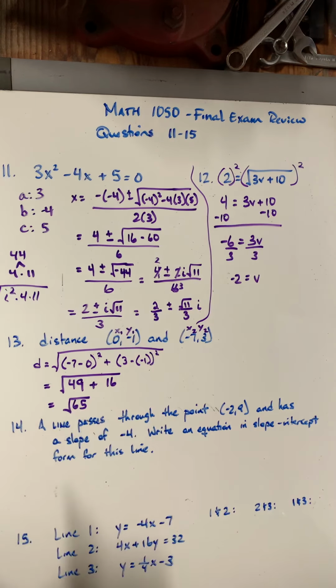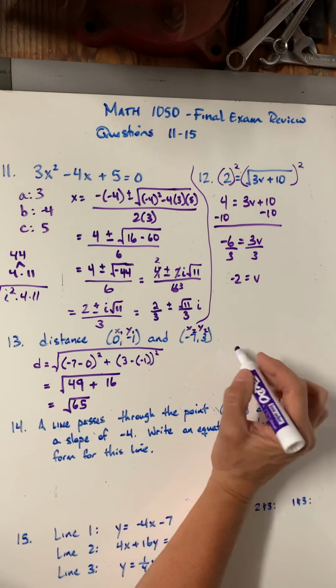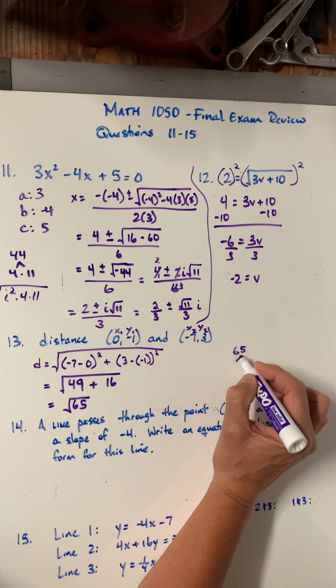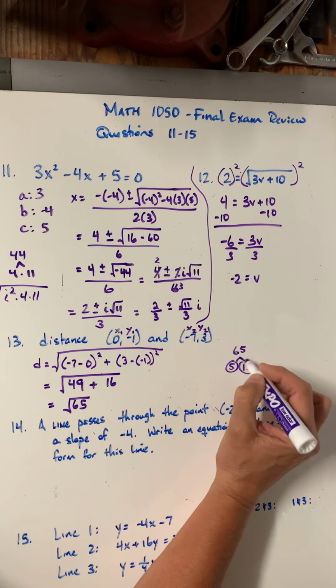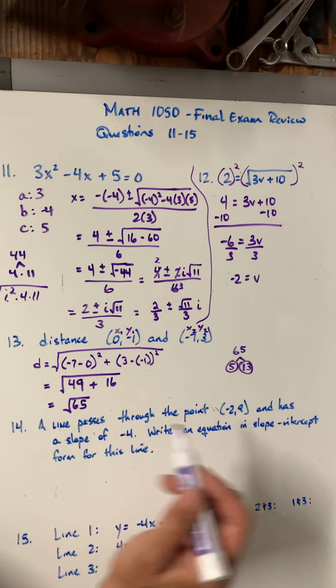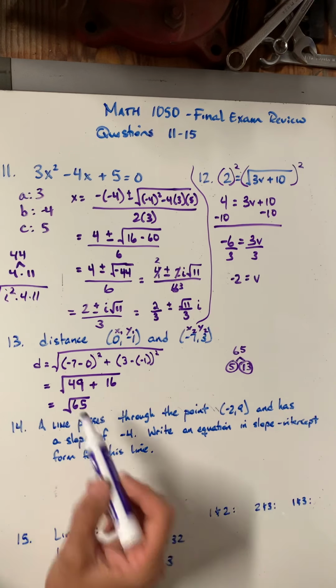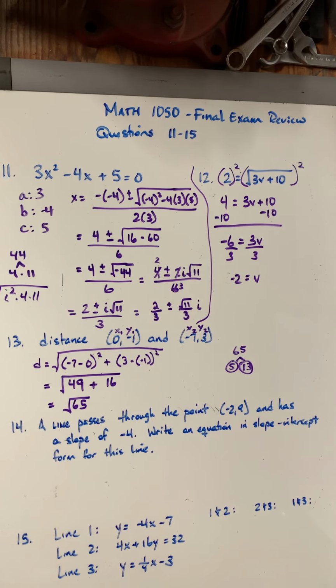I want to make sure that 65 doesn't reduce. So if I do a factor tree, 5 goes into 65 13 times. These are both prime, and they're not the same as each other. So therefore, I cannot reduce the square root of 65.